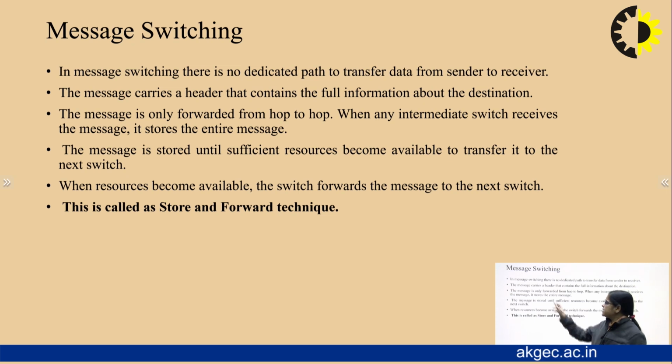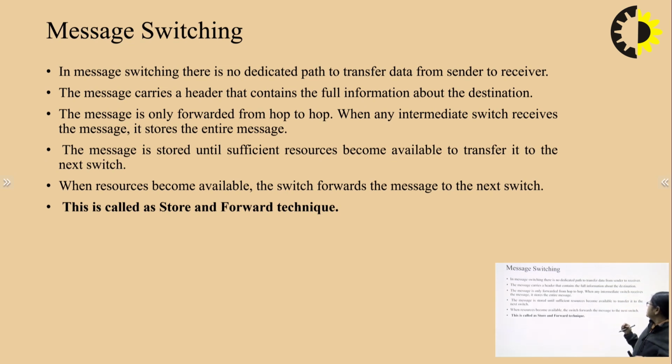Now, the message is only forwarded from hop to hop. Why? Because all the information I am going to send is kept in one part and then travels from one hop to another hop. So, when there is any intermediate switch, it receives the message and stores the entire message. The message is stored until sufficient resources become available to transfer it to the next switch.